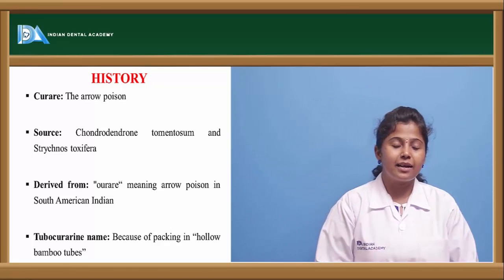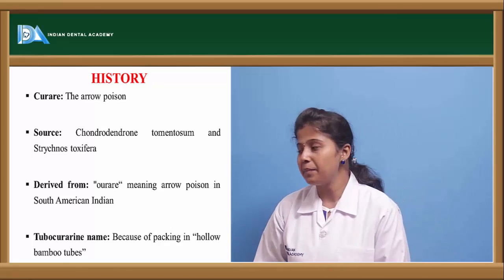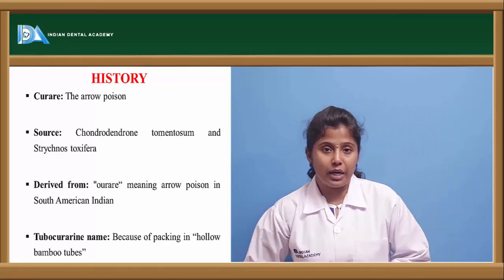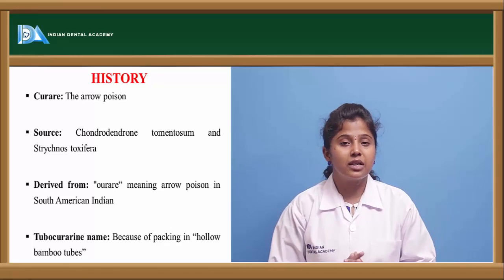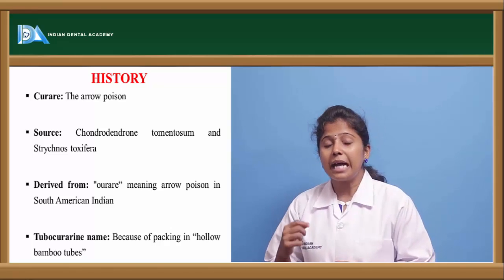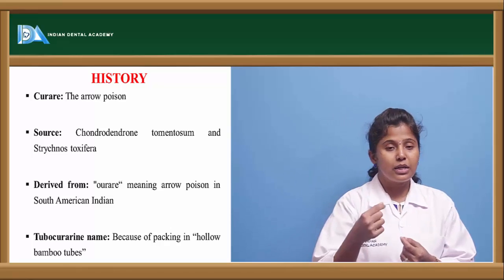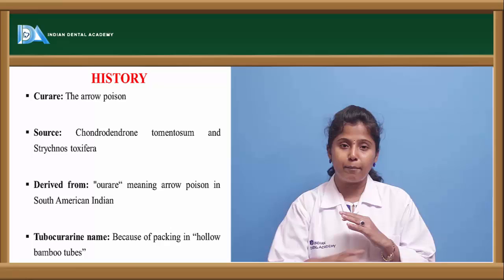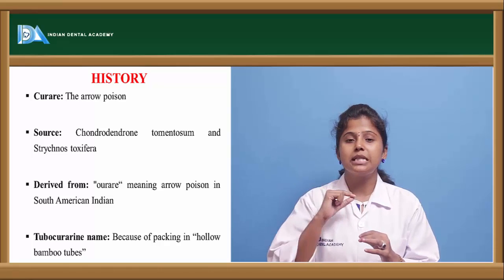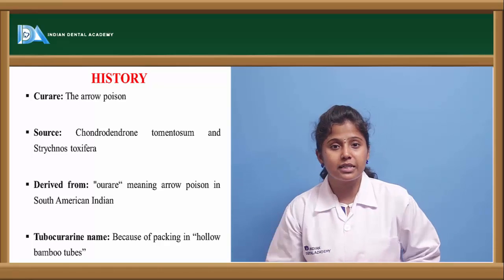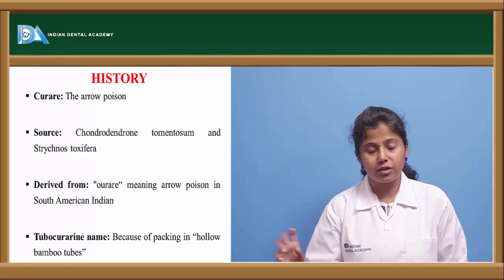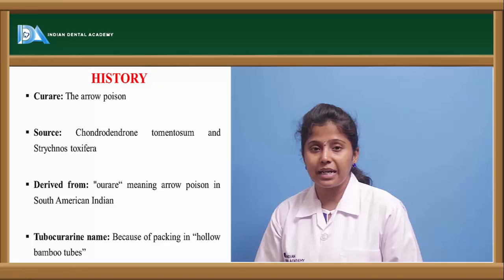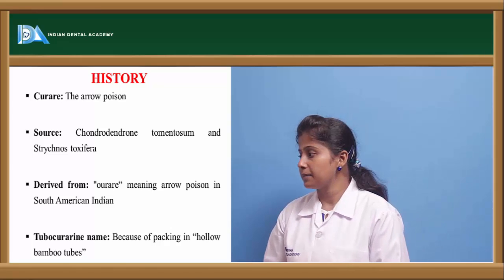So it is mainly derived by the South American people from the word aurare. And tubocurarine is the name given because this poison is put on the arrow, and it is blown through a hollow bamboo stick. So in the hollow bamboo stick this arrow is kept and it is blown. That is the reason for the tube-like structure and curarine. That is the reason the drug is given as D-tubocurarine.